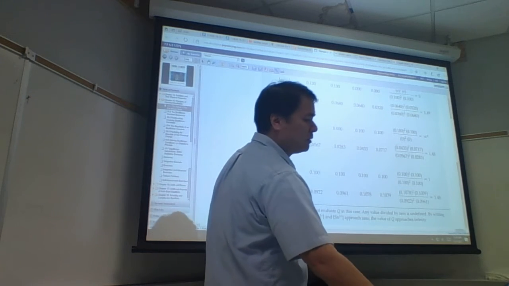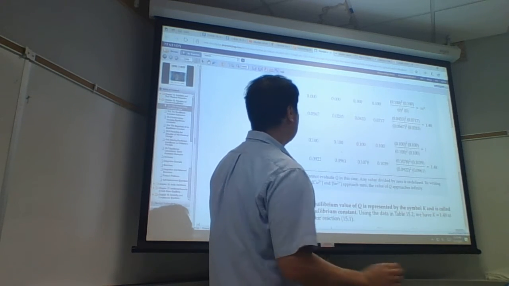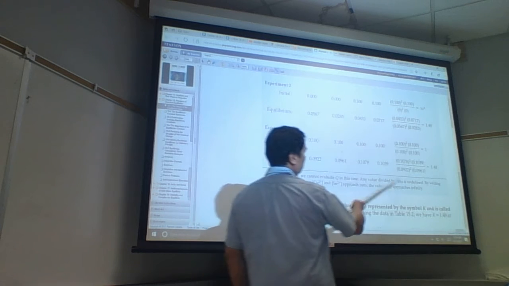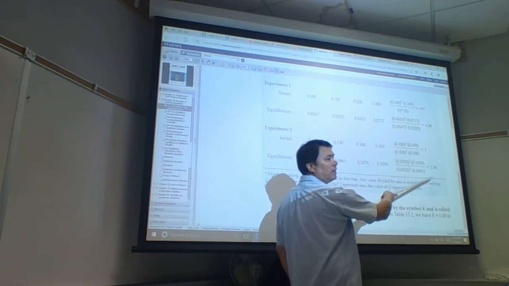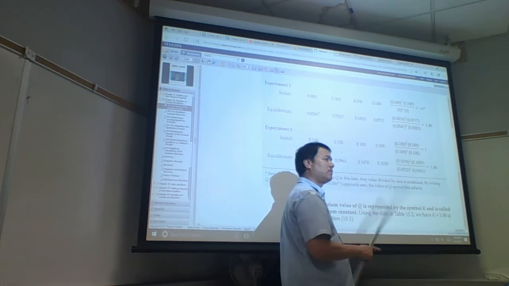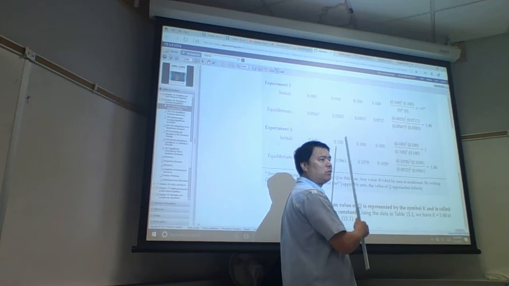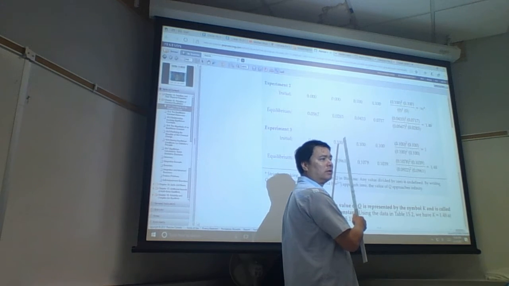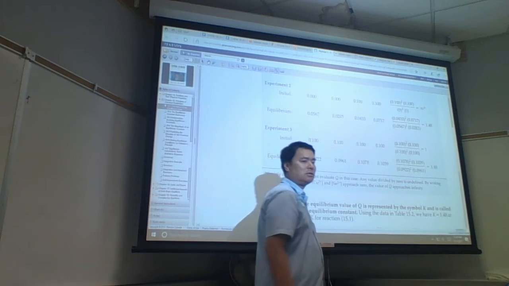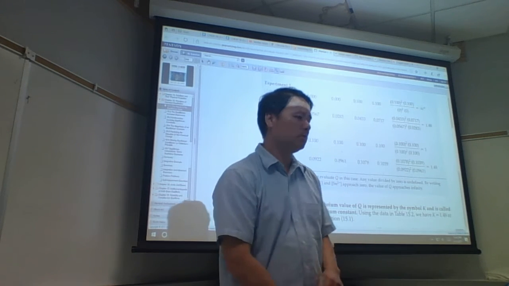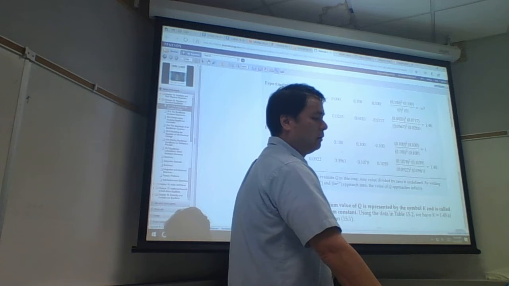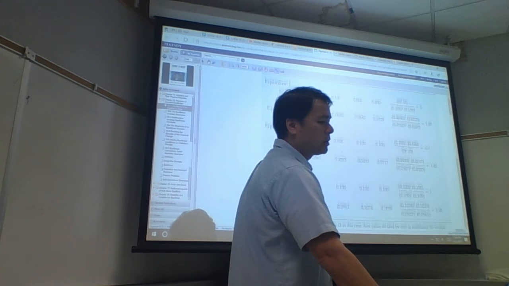And then we go to experiment 3. And do the same thing here. What do we get? 1.48. Do you see a pattern? There is a pattern because it seems to be going to 1.48 roughly each time. And so that's a consistent pattern that we can use to predict the reaction.